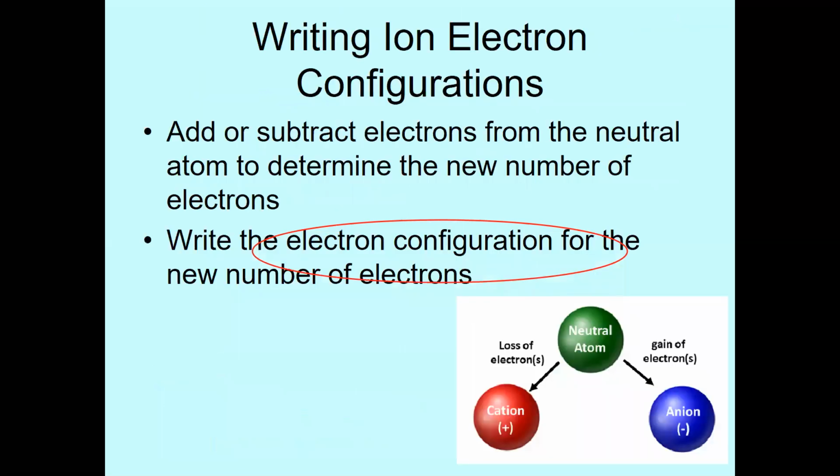So when we write electron configurations for ions, we were writing electron configurations in our last unit, but we kind of glossed over the ion portion of it. So when you're writing your electron configuration, first off, you're going to want to figure out how many electrons a neutral atom is going to have. And then you need to add or subtract electrons from that neutral atom to determine how many electrons the ion is going to have. Once you determine how many electrons the ion is going to have, then you can write the electron configuration for the new number of electrons.